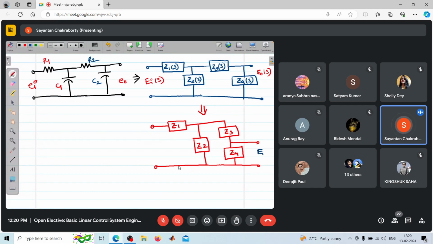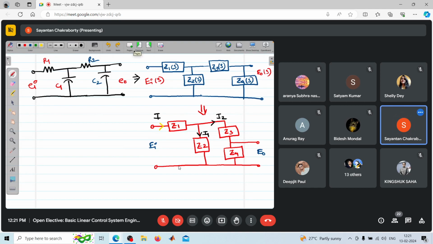So this is your E0. Is it EI? Now if you consider the current, say this is I, I1, I2. Okay. Now just to note down what is Z1. Okay, I'll write down these values later. Let's just derive these expressions.